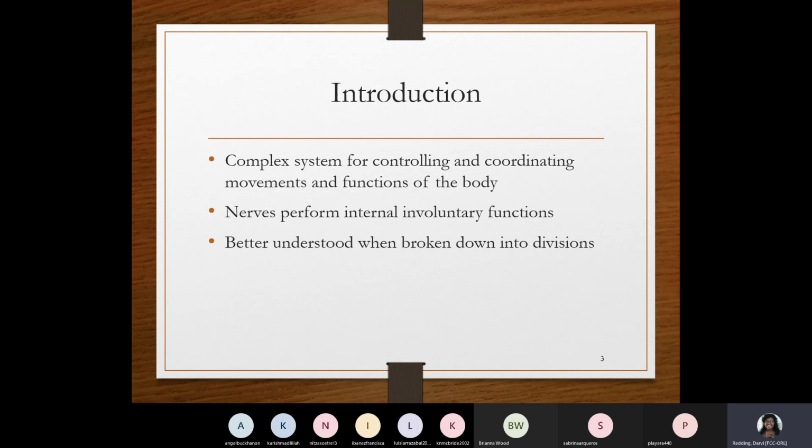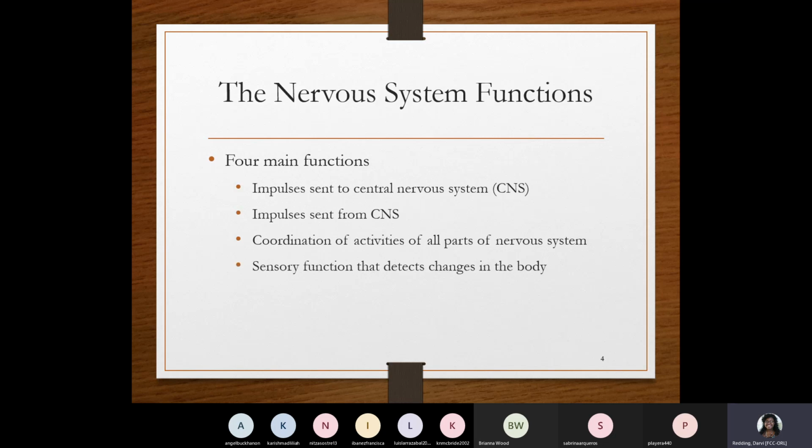So now that I've given you a little bit of an intro in regards to some of the information that I'll be talking about, let's go into some of the main functions of the nervous system. So the nervous system has four main functions. One includes the impulses that are sent to the central nervous system, impulses that are sent from the central nervous system, and you also have a coordination of activities of all of the parts of the nervous system, as well as the sensory function that detects changes in the body.